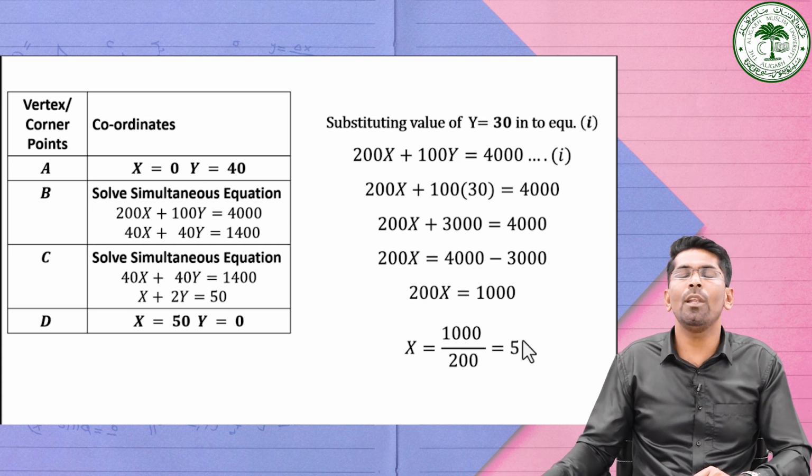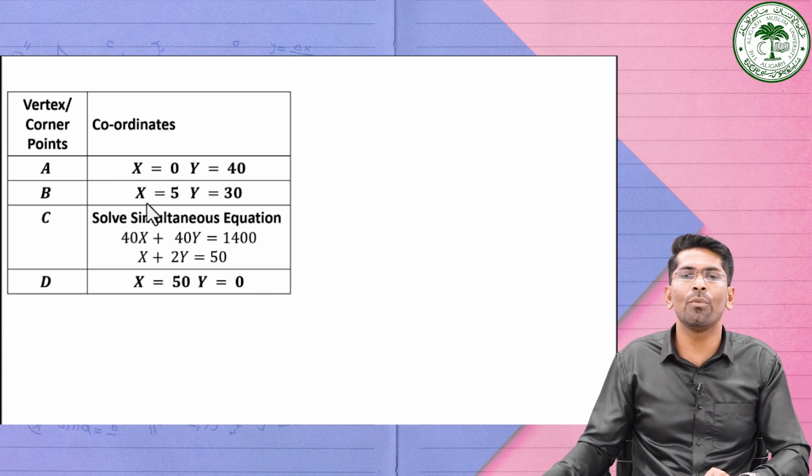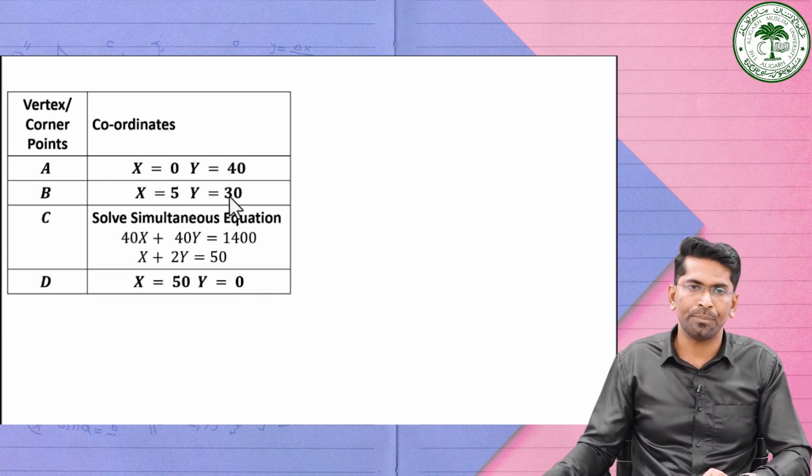So we received the values at the point B by solving the simultaneous equations, that is, x is equal to 5 and y is equal to 30. Now I am going to write these two values in place of this particular equation here: x is equal to 5 and y is equal to 30.